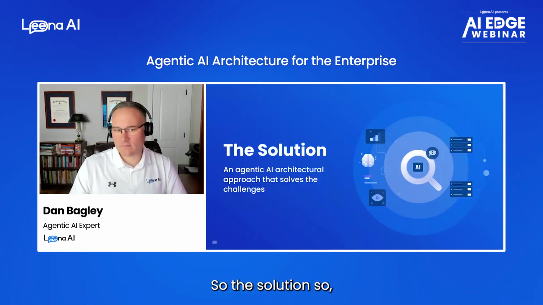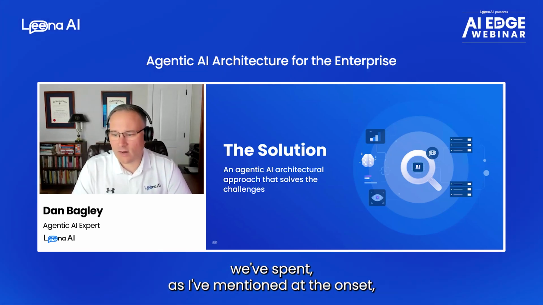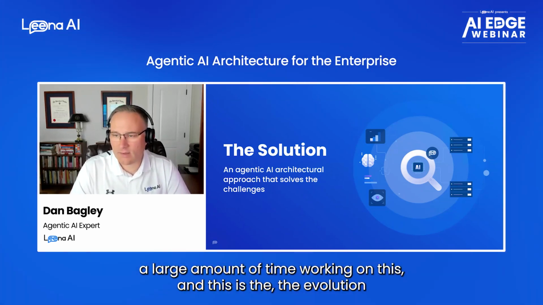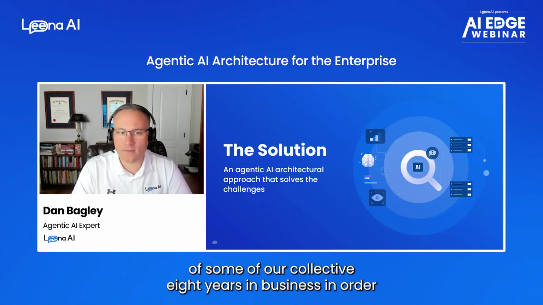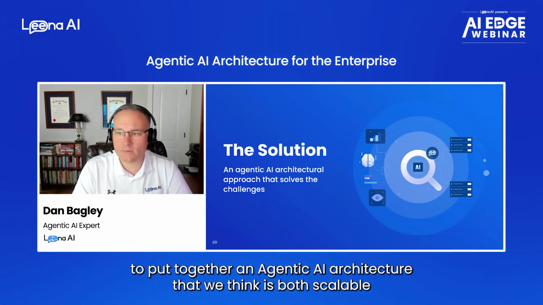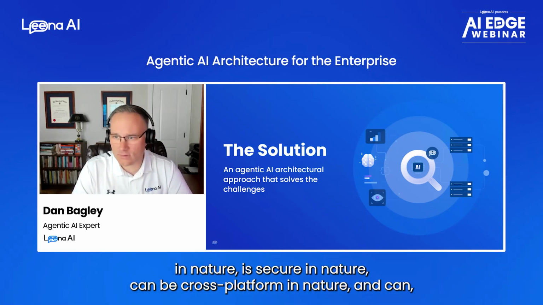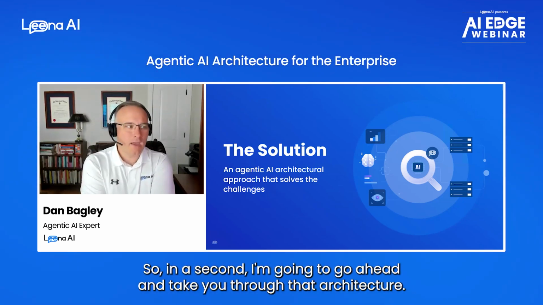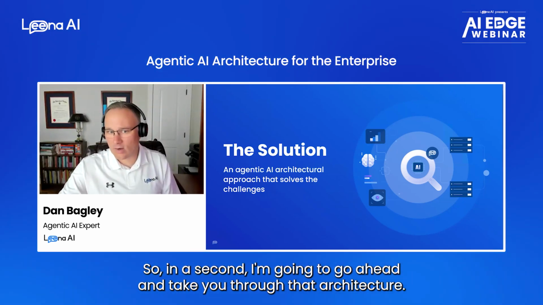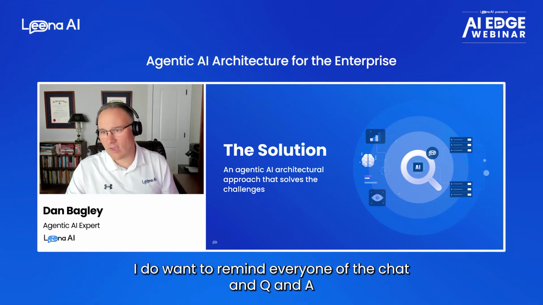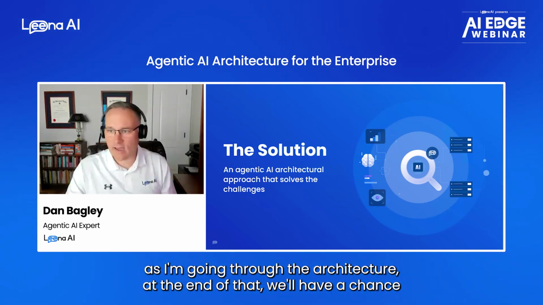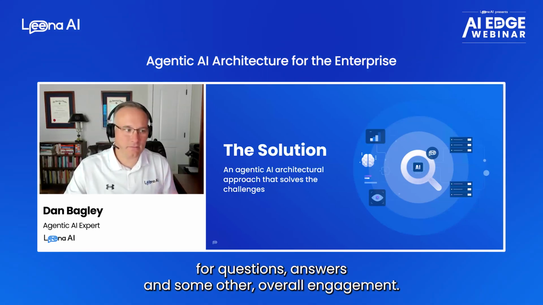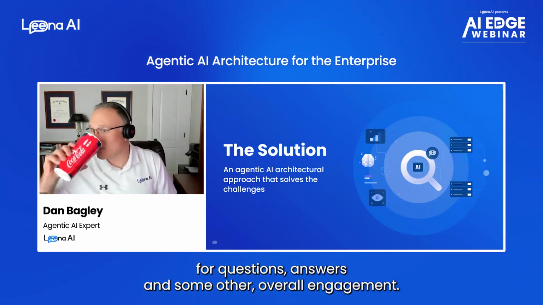So the solution. As I've mentioned at the onset, we've spent a large amount of time working on this, and this is the evolution of our collective 8 years in business, in order to put together an agentic AI architecture that we think is scalable in nature, secure in nature, can be cross-platform in nature, and can solve for many of those challenges that I outlined at the onset. So in a second, I'm going to take you through that architecture. I do want to remind everyone of the chat and Q&A as I'm going through the architecture. At the end of that, we'll have a chance for questions, answers, and some other overall engagement.